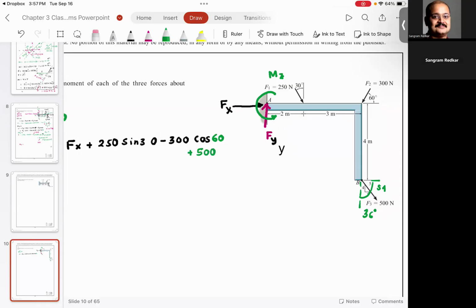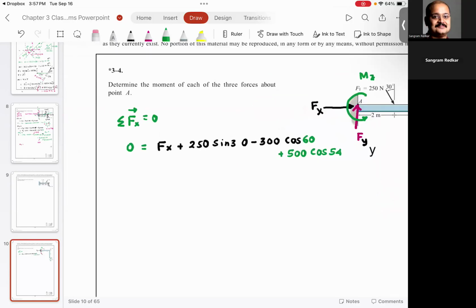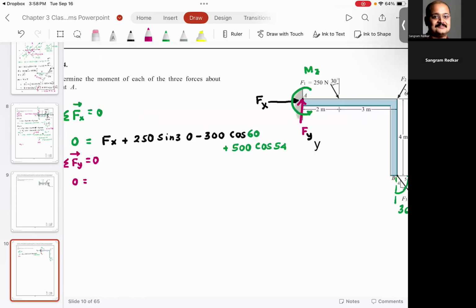Positive or negative? Right? Now, summation of forces in y direction is equal to 0. So, I will do the hard part. I wrote the 0. Can you tell me what should I write? What is the first force you see?